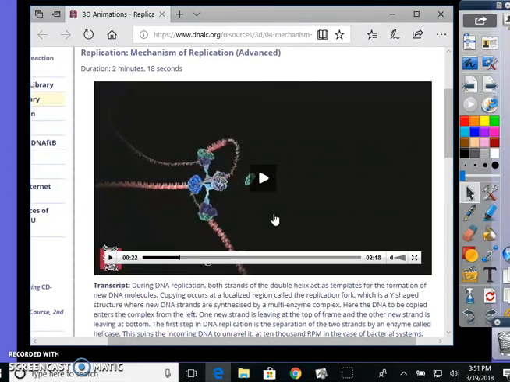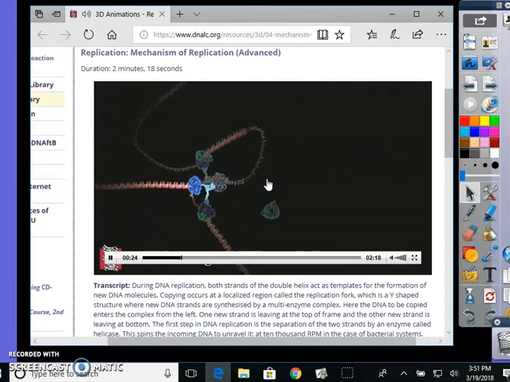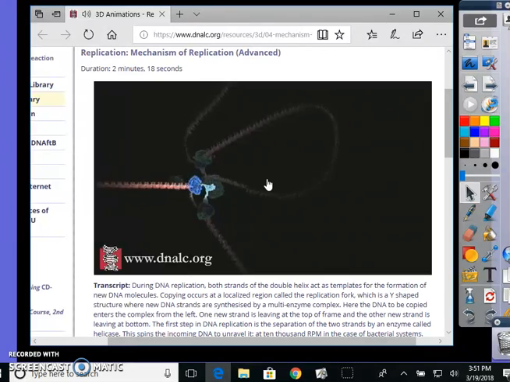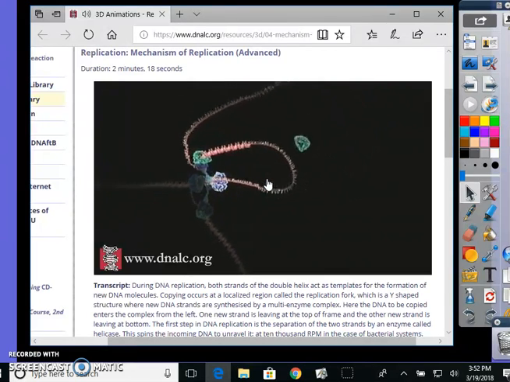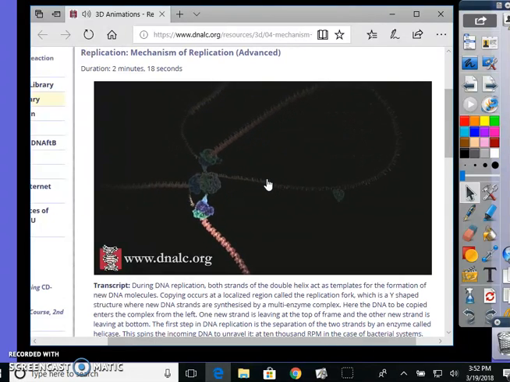Here, the DNA to be copied enters the complex from the left. One new strand is leaving at the top of frame, and the other new strand is leaving at the bottom.